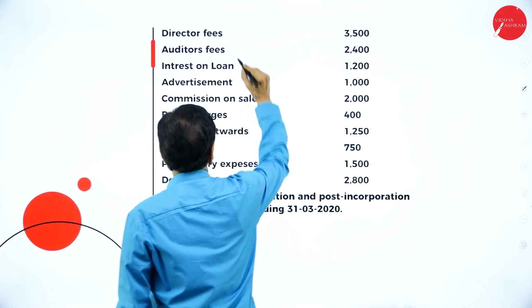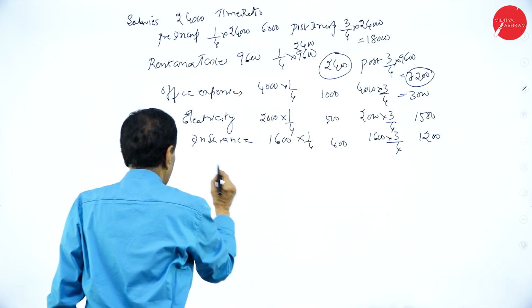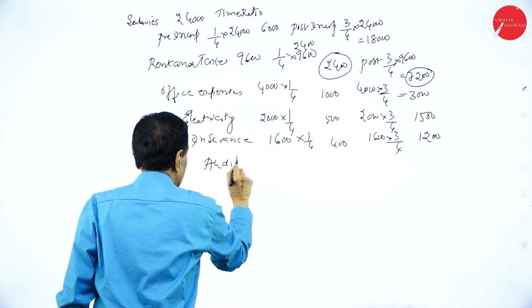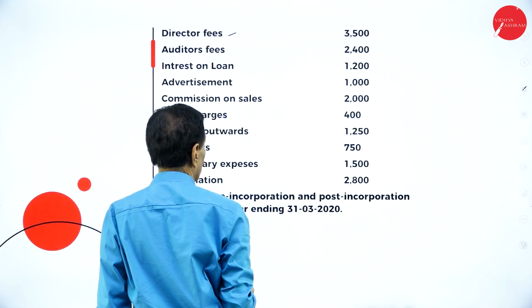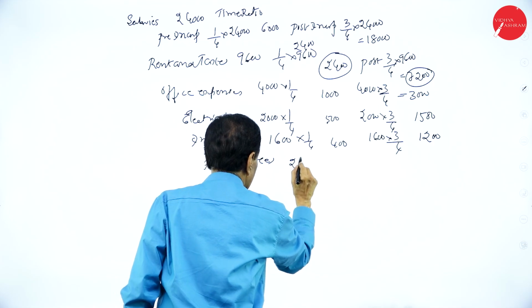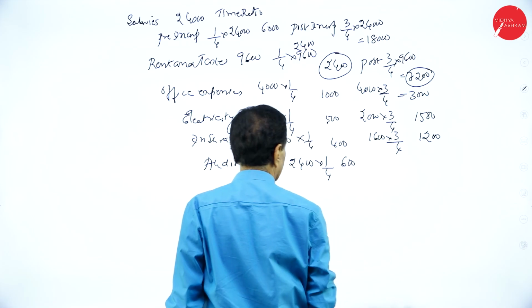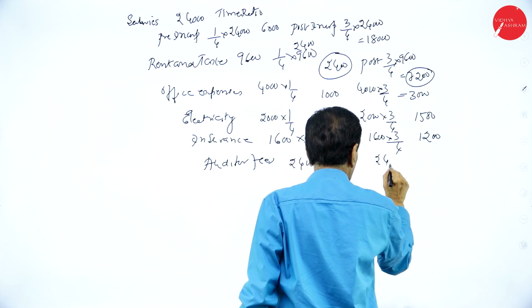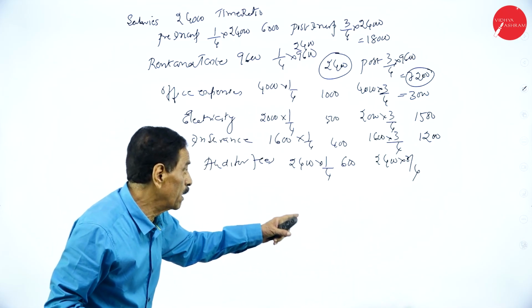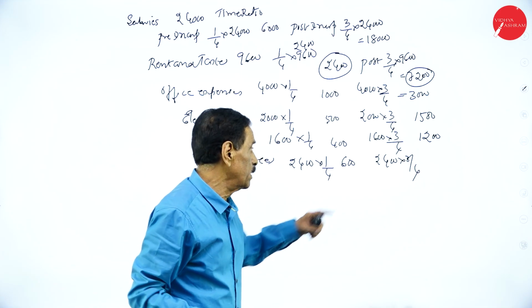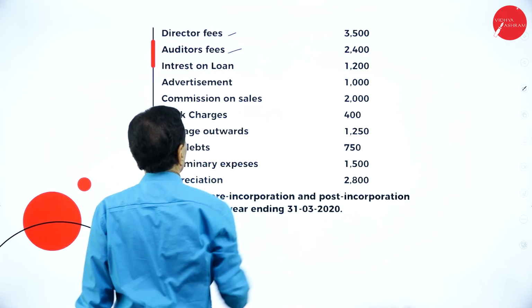Post incorporation. We have auditor fees. Auditor fees 2,400 into 1 by 4, 600. 2,400 into 3 by 4, 1,800. So auditor fees is over.